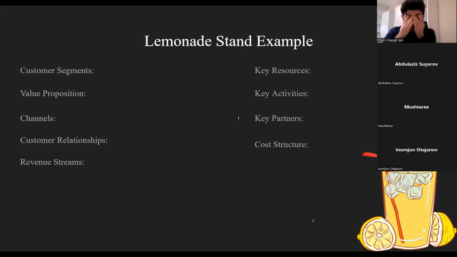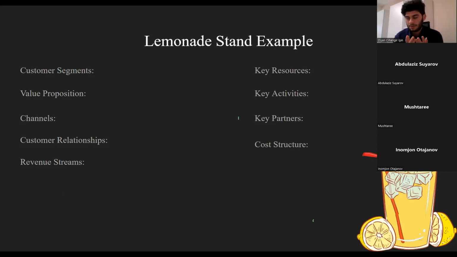The key partners that you could have in a lemonade selling business are, for example, friends who are not just normal customers, but when you need to sell, you could just go to your friends and offer them lemonade. They could be your partners, or your friends could come and help you while making lemonade or while selling lemonade. This makes them one of your key partners.